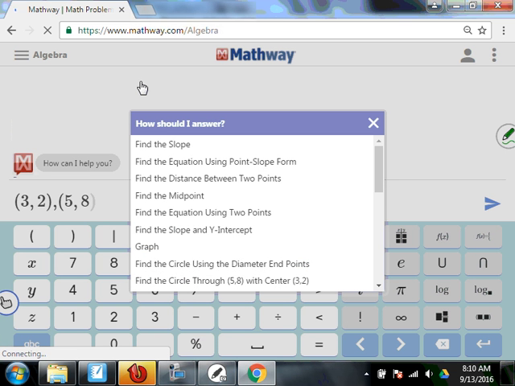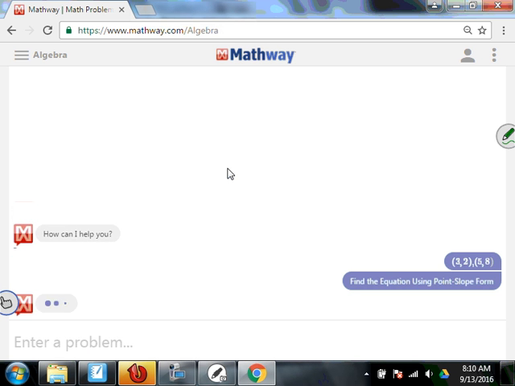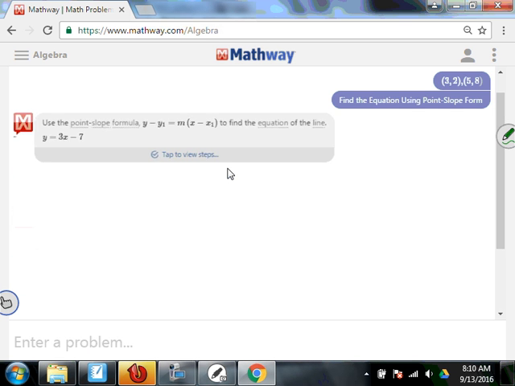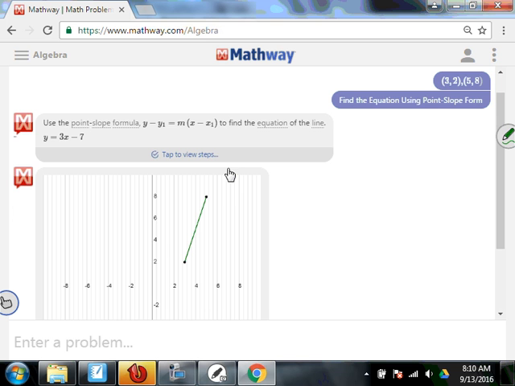It is intuitive. It knows what you should be doing with this. What do you want to do? Well, you want to find the equation using point slope form. And there's your answer: y equals 3x take away 7. Just like that. So you're doing your homework exercises, and you do all 18 of them with that.